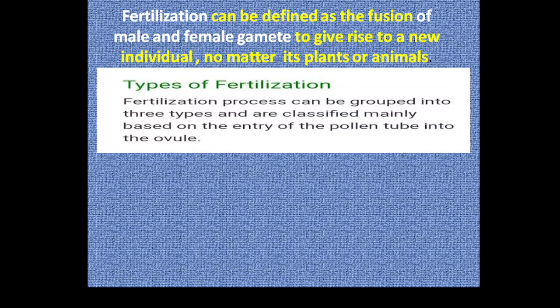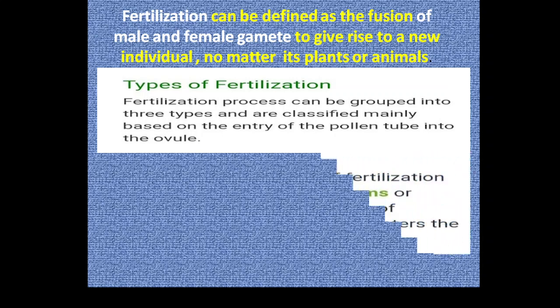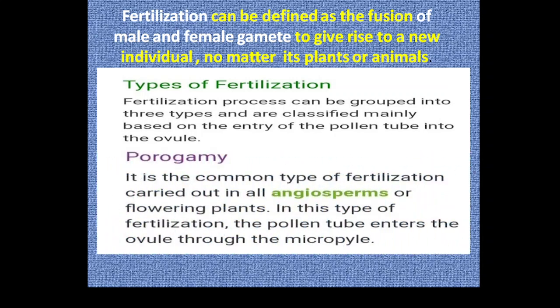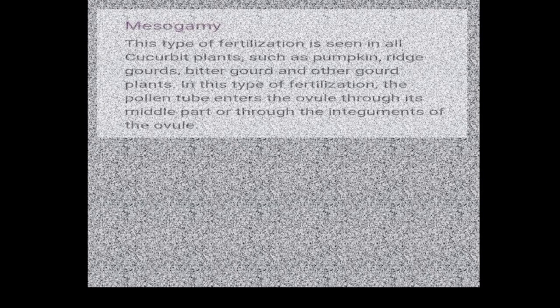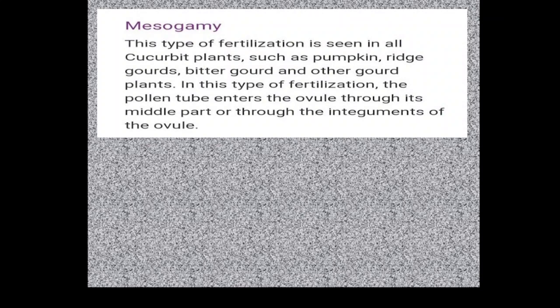So types of fertilization: it can be grouped into three, classified based on the entry of the pollen tube into the ovule. The first one is porogamy. It is a common type of fertilization which is carried out in all angiosperms, that is the flowering plants. In this type, the pollen tube enters the ovule through the micropyle. Micropyle is the opening of the ovule.